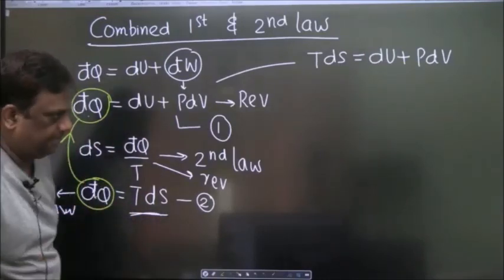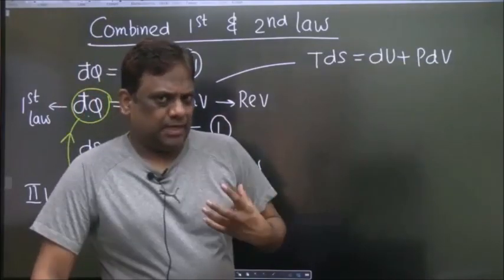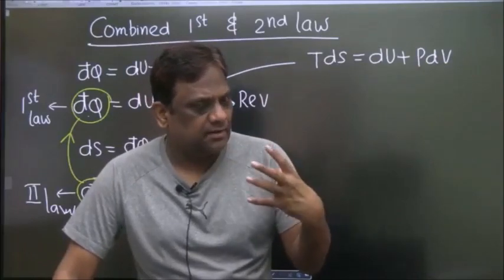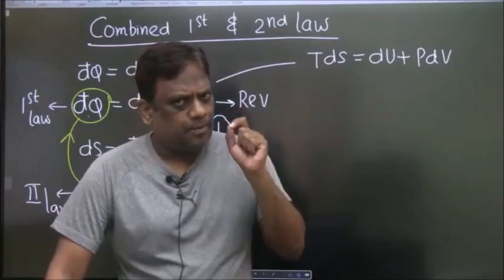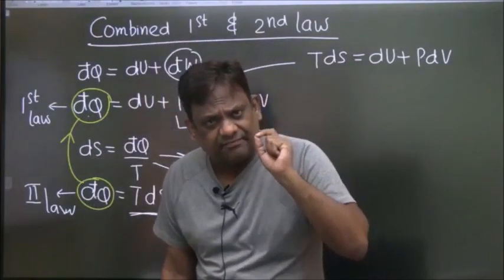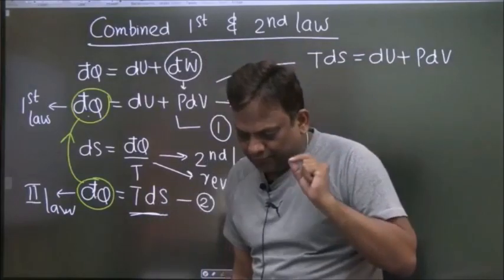Let us look at one thing. Listen carefully. You know, my dear students, heat transfer and work transfer are path functions, and all properties are point functions. So properties have nothing to do with path.